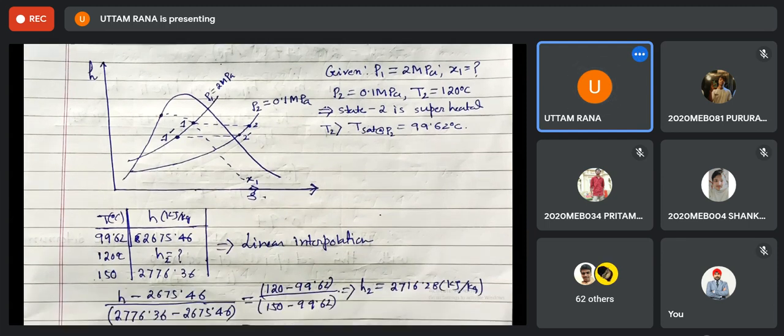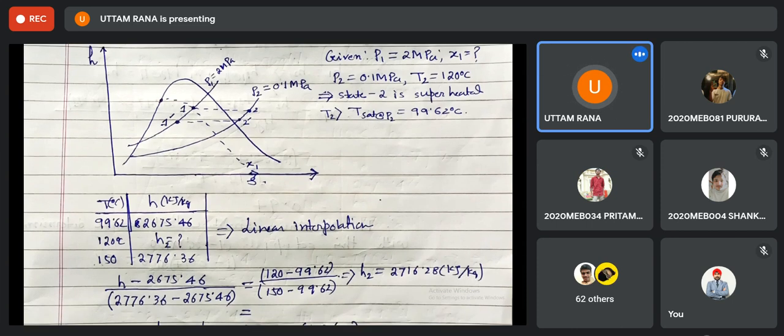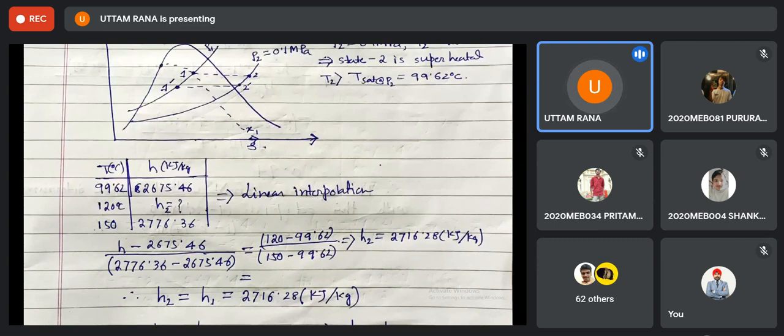Now, we have to find the value of H2. If you look into the steam table, we may not get a state corresponding to 120 degrees centigrade. So what we have to do? We have to go for linear interpolation. Have you done linear interpolation earlier in other part of the thermodynamic class? Yes or no? Yes, sir.